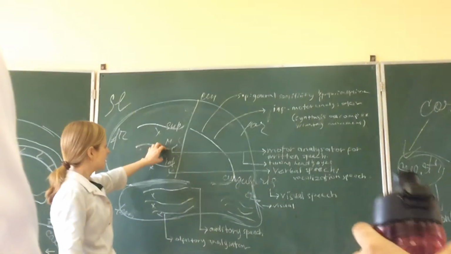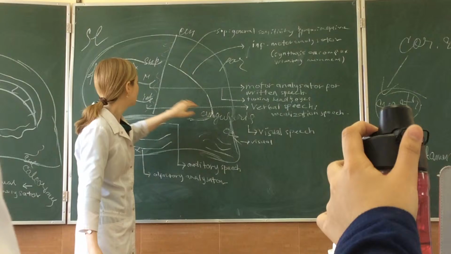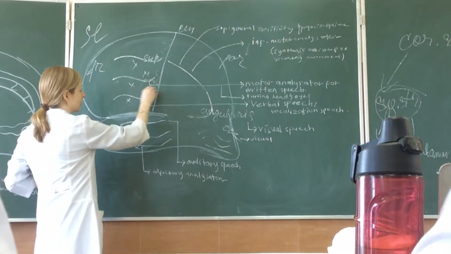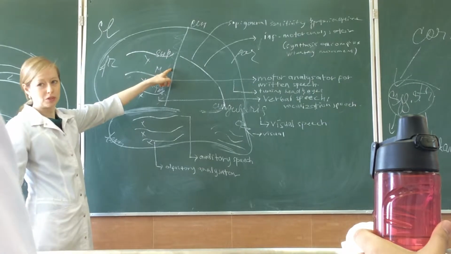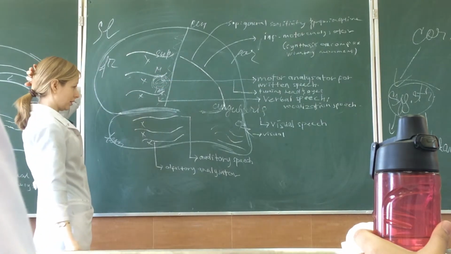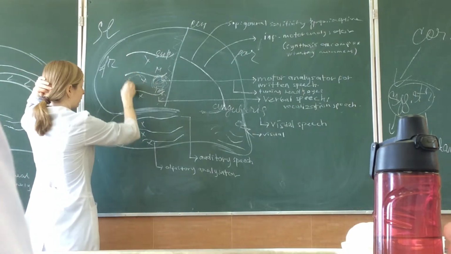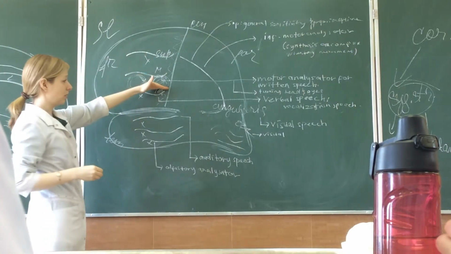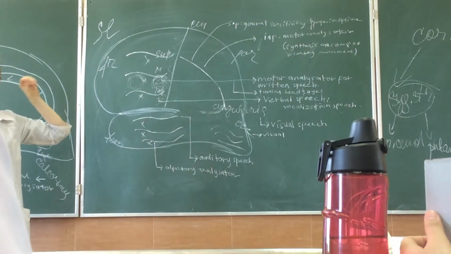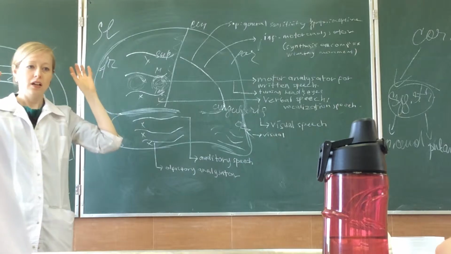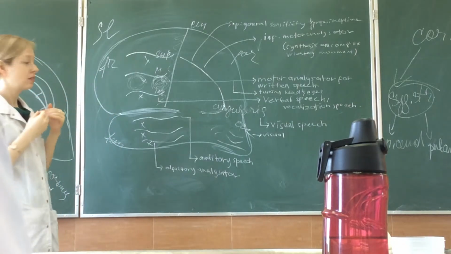Then, middle frontal one. You are right. For writing speech, motor. And very closely with the general motor. One word you forget here. More anteriorly from writing speech situated center which provides combinated movements of our head and our eyes.